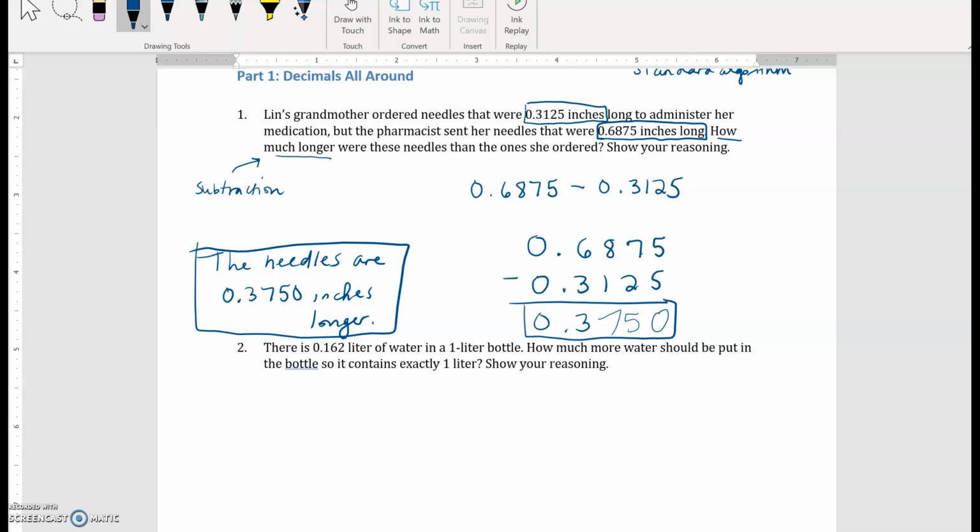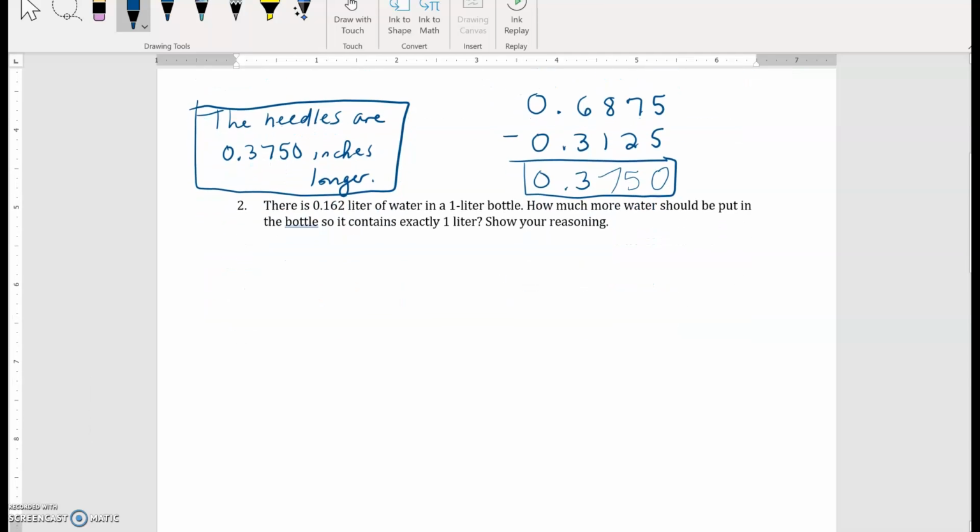Let's apply that same strategy to number 2. Let's read it together, and then we're going to also go over it. There is 162 thousandths of a liter of water in a 1 liter bottle. How much more water should be put in the bottle so it contains exactly 1 liter?